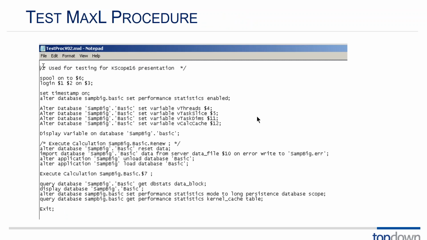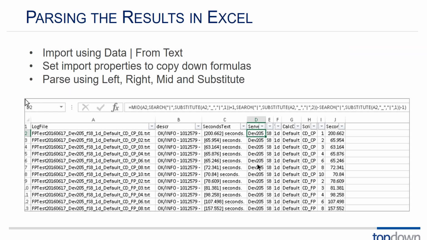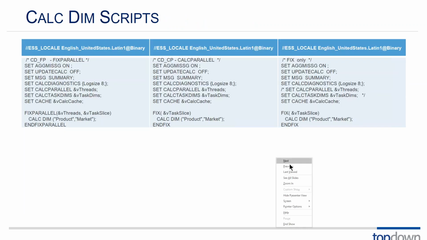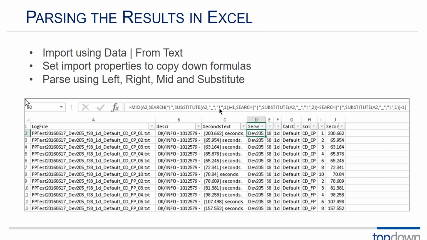Here's a picture of the MaxL. I won't go through all the detail of that in the interest of time, but it's here for those who want to dissect it. Here's an example of the Excel file. Each of these is a separate test run log file excerpt. We're going to break it up into the test variables. And if you look here at the top, you'll see some of the code I used to parse that out.